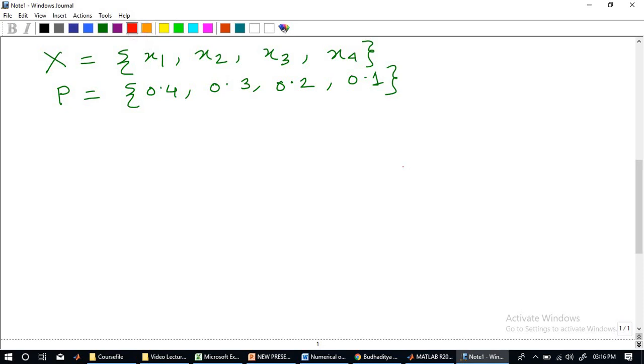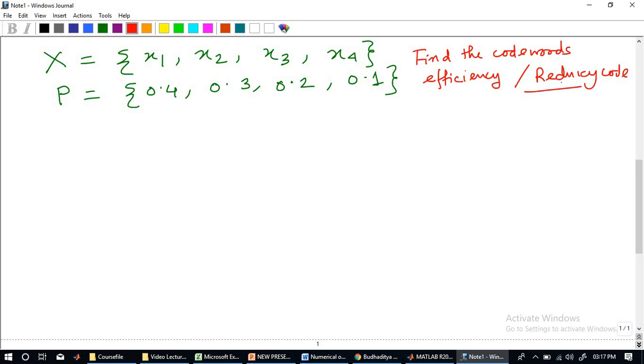So you have this. The question is to find out, using Shannon's binary technique, the code words. That's how the question will be. So find the code words and the efficiency of the code. Also find the redundancy of the code.